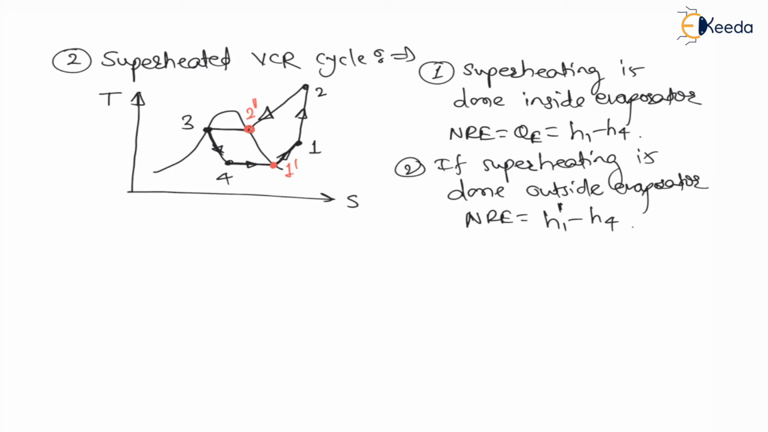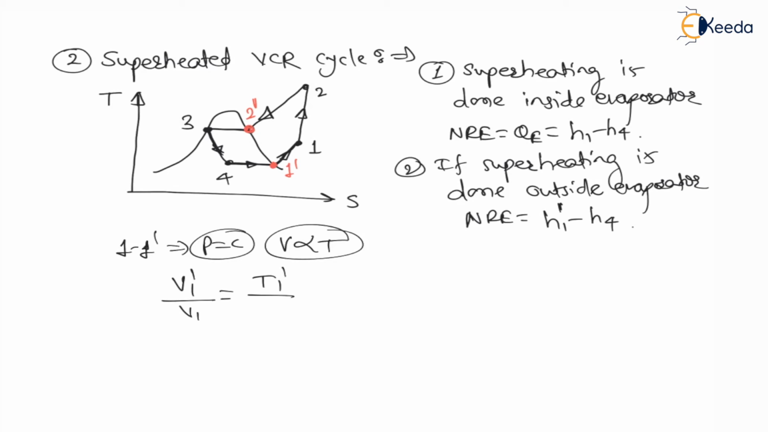Now my dear students, 4 to 1 is constant pressure process. Therefore 1 dash to 1 is also constant pressure process, which is in vapor form. Therefore we can use ideal gas equations. For constant pressure process volume is directly proportional to temperature. Therefore we can say V1 divided by V1 dash is equal to T1 divided by T1 dash. This is how we can find whatever may be the unknown.